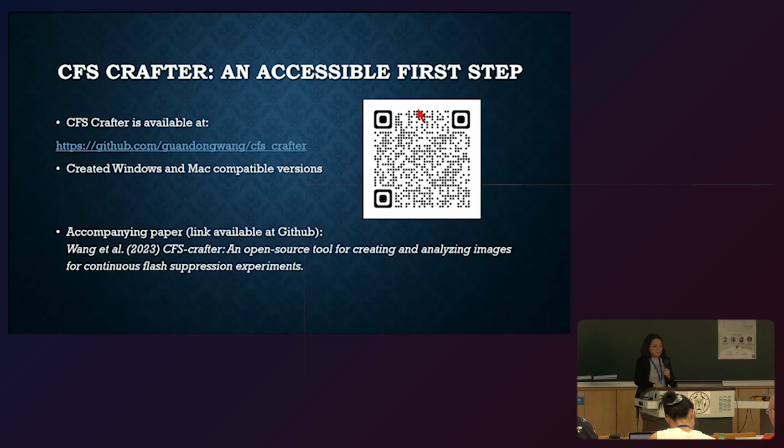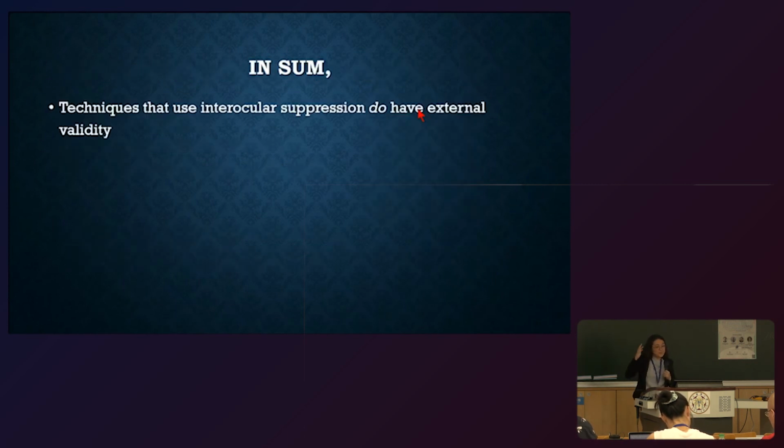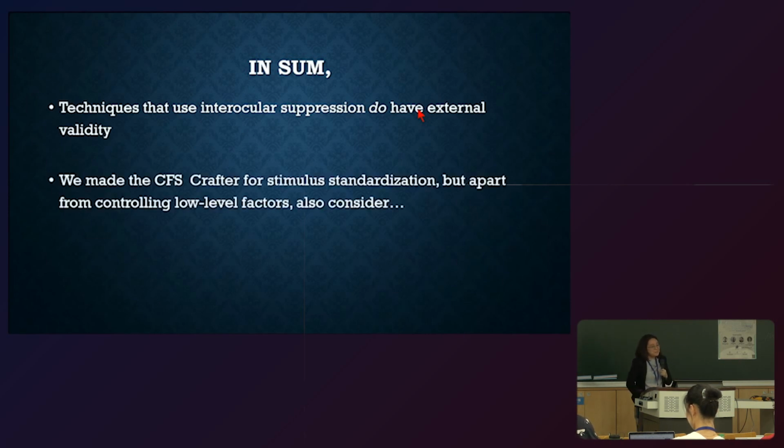So it's very good for you to do a quick try. But when you want to do proper experiments, wait for that one, or you could use this one to do experiments. And yes, in sum, what I want to say basically is that techniques that use interocular suppression do have external validity. So if someone, a funder or someone, complains about it, saying no, you can't see it, I'll show you why.